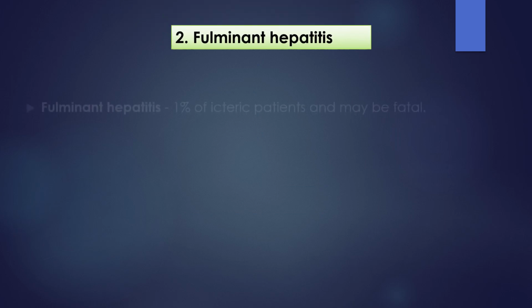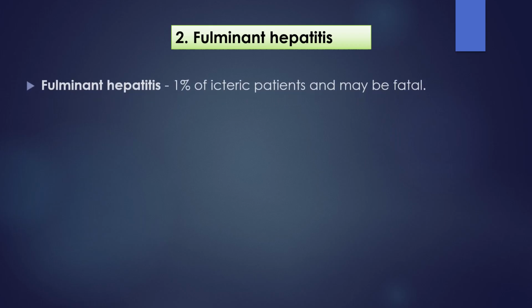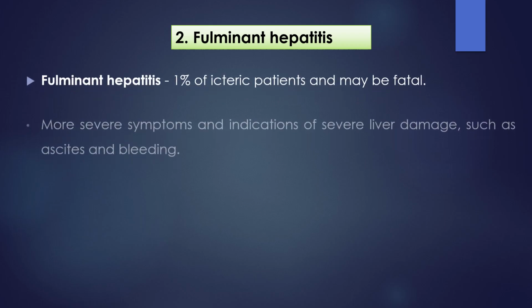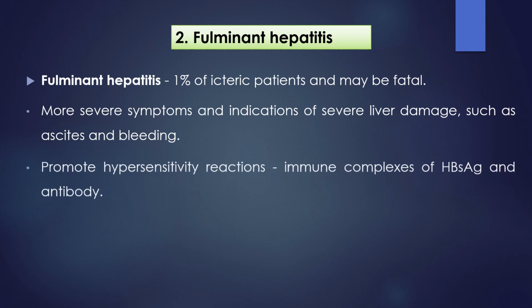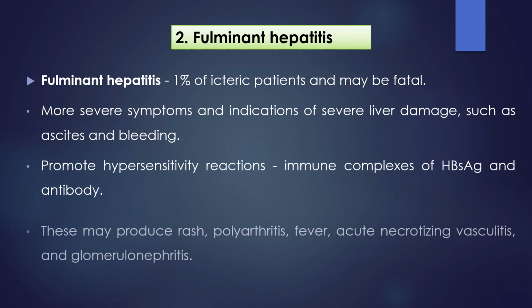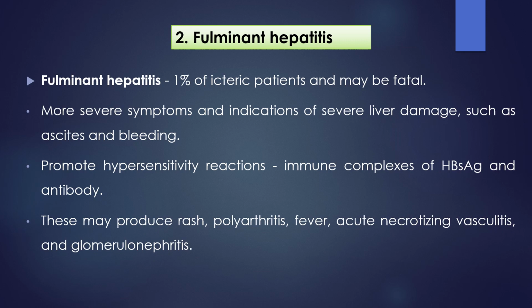The second clinical syndrome is fulminant hepatitis. Fulminant hepatitis occurs in approximately 1% of icteric patients and it may be fatal. It is marked by more severe symptoms and indications of severe liver damage such as ascites and bleeding.